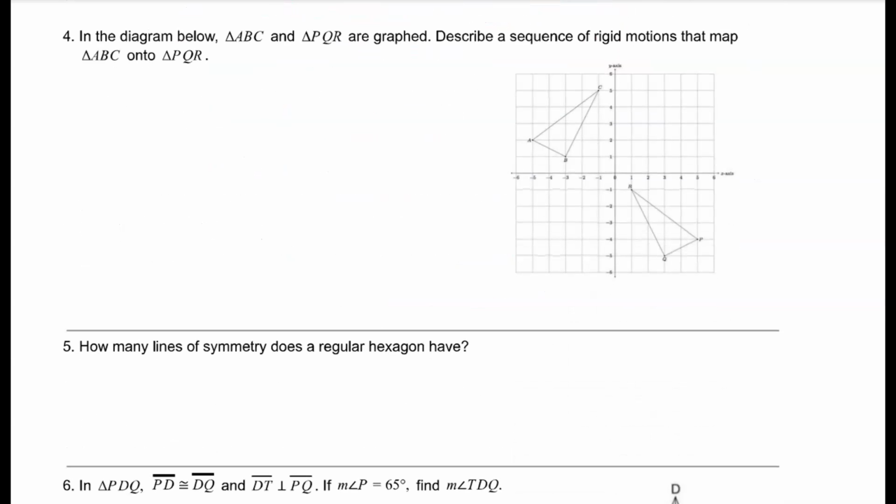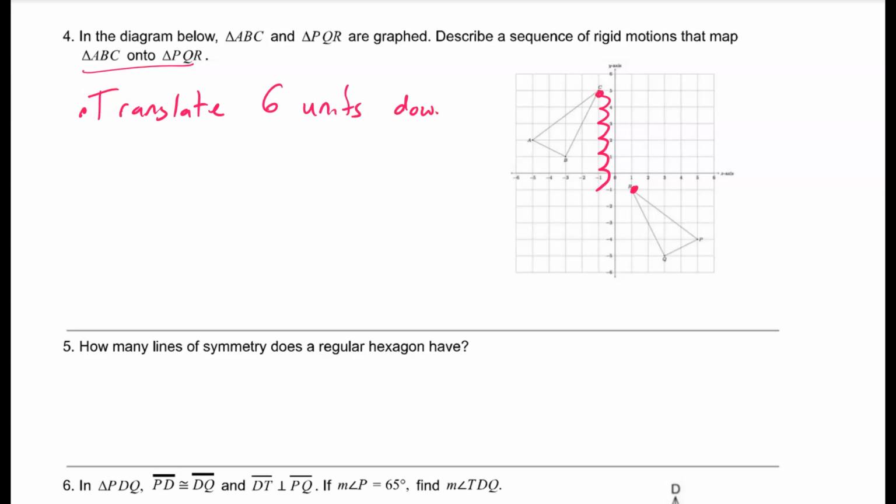Number 4. In the diagram below, triangle ABC and triangle PQR are graphed. Describe a sequence of rigid motions that would map triangle ABC onto PQR. Right, so this is always a little bit easier to do on a coordinate plane, right? Looks like I'm going to have to translate down and then maybe a reflection over the y-axis. So I'm going to count my boxes from C to R just to see how far down I'd have to go. 1, 2, 3, 4, 5, 6. So the first thing I'm going to do is translate 6 units down.